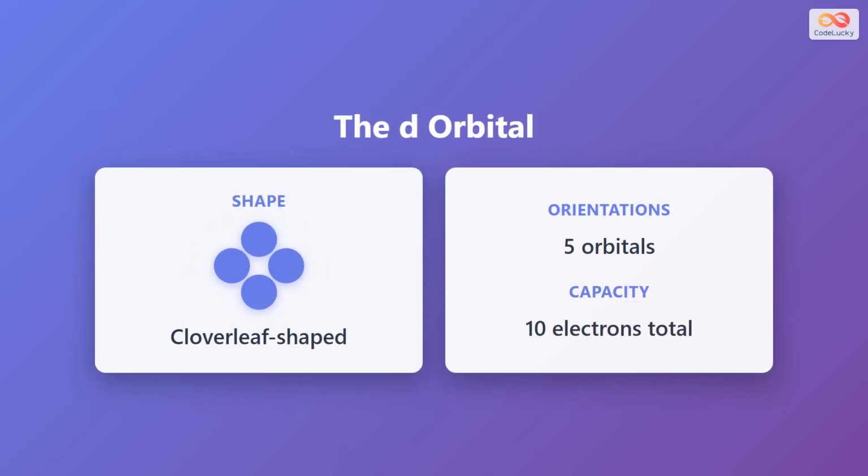Moving to more complex shapes, we have the d orbital. D orbitals typically have a cloverleaf shape, with 4 lobes arranged in a plane. Each d sublevel contains 5 d orbitals, oriented in different spatial arrangements. Since each orbital holds 2 electrons, a complete d sublevel can hold a maximum of 10 electrons total. D orbitals first appear in the third energy level.